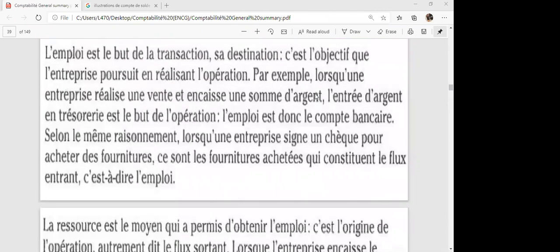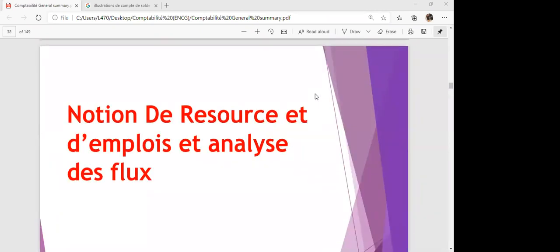Okay, so we have two main principles here. We have les ressources et les emplois. In the English system, this would be debit and credit. L'emploi being debit, and la ressource being credit.